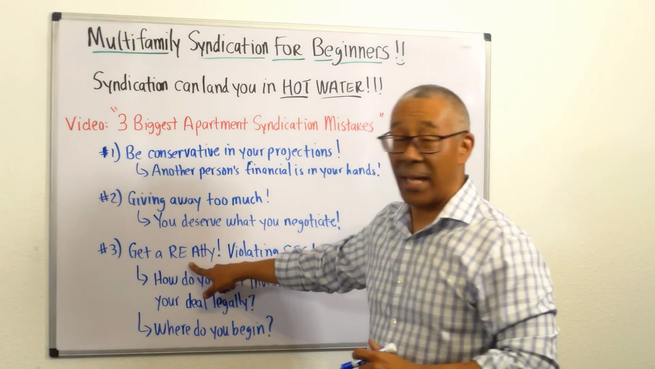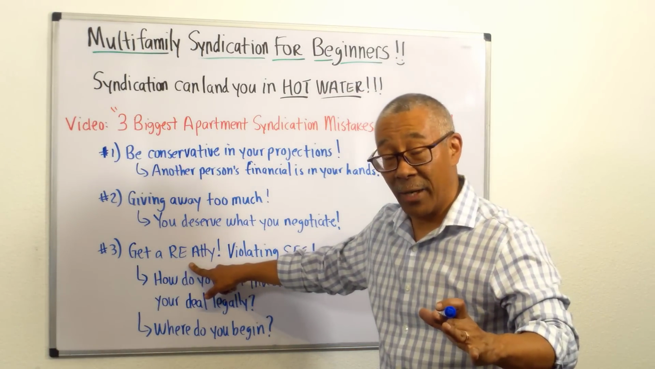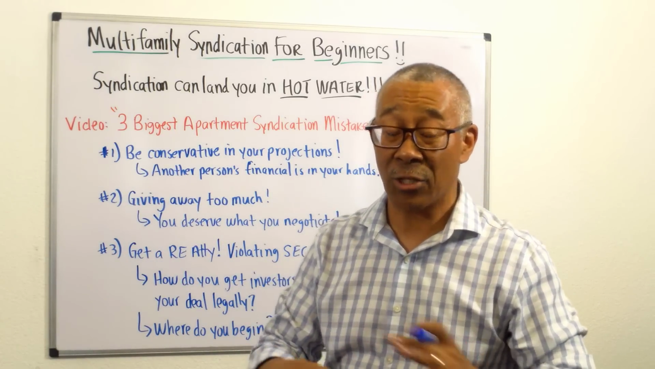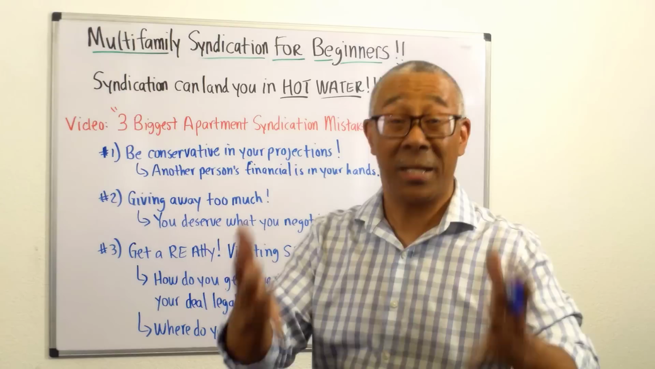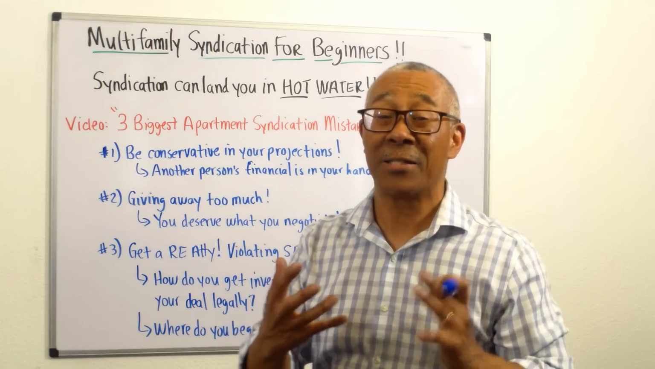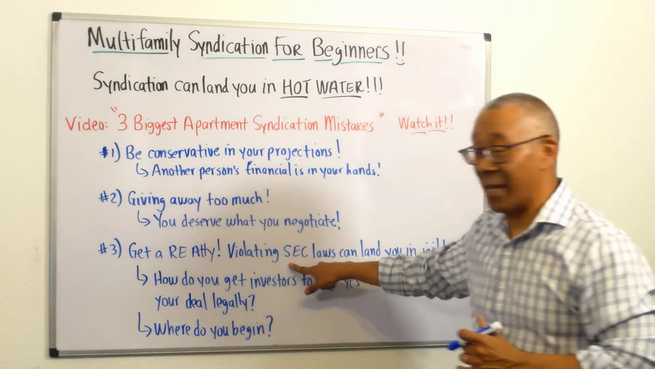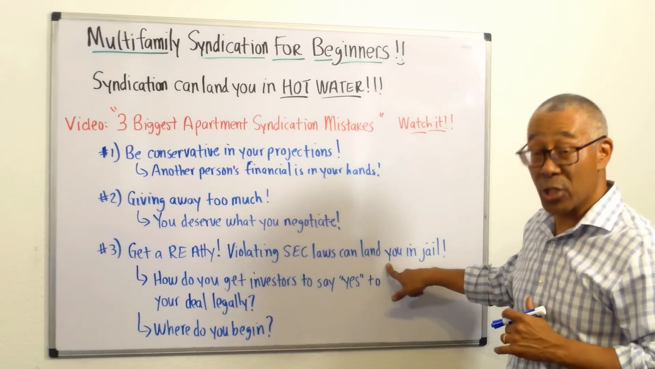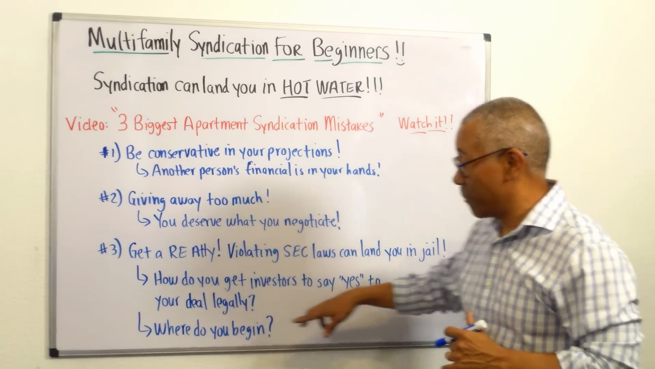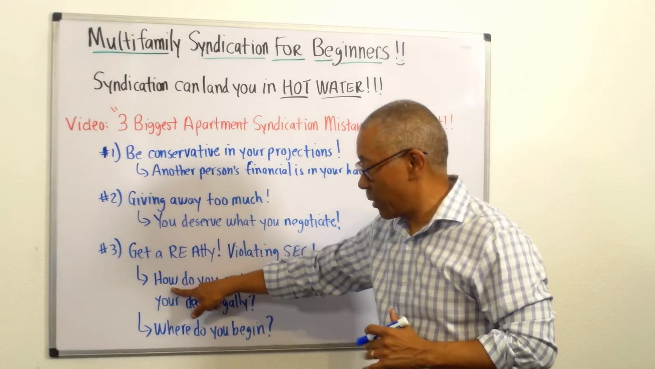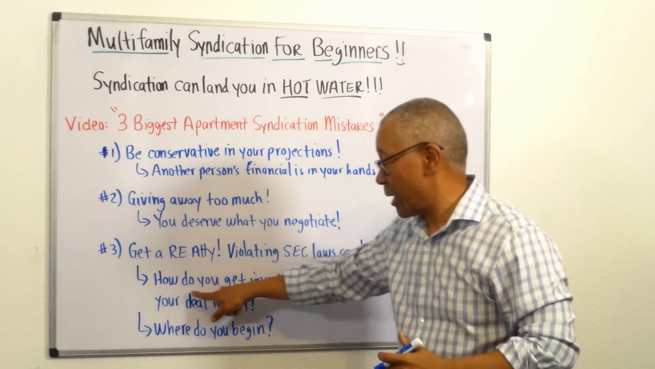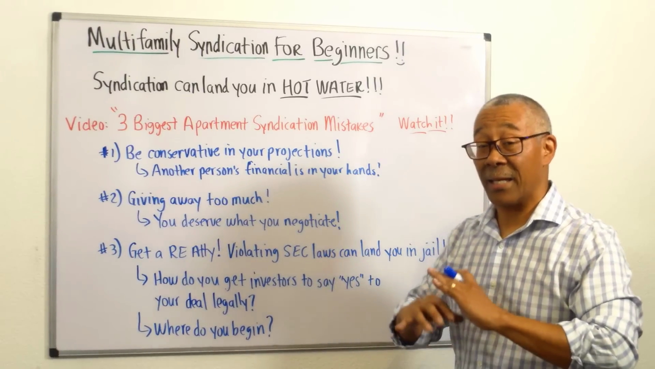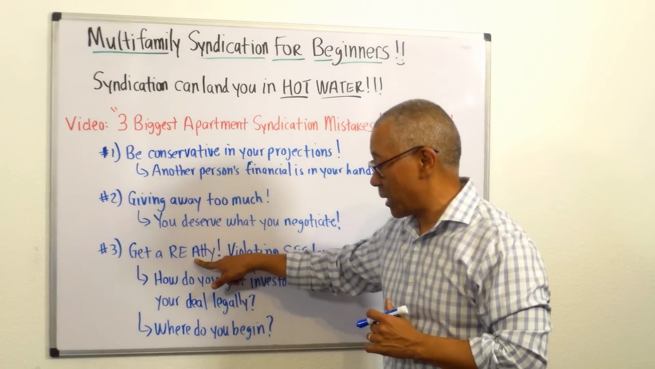Number three is to get a real estate attorney. You cannot just go online and do a partnership or syndication. Well, I'm not going to say it's impossible. It is possible, but it is not advisable. Violating the SEC laws concerning raising money can land you in jail. When you get an attorney, the goal is to get this question answered: how do you get investors to say yes to your deal legally? Again, it's huge. So get a real estate attorney.